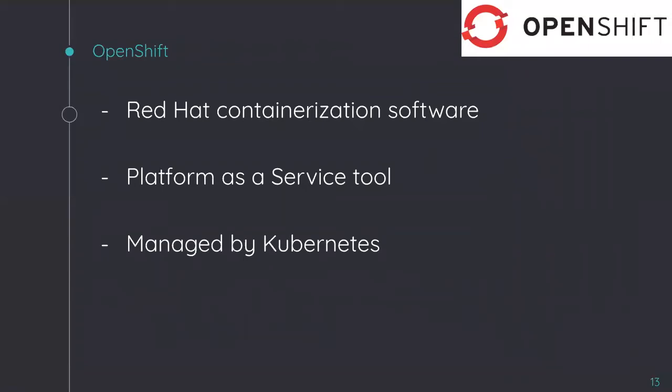Next, we're using OpenShift in our project. OpenShift is containerization software developed by Red Hat. The OpenShift container platform is a platform as a service tool built around Docker containers, which allows us to build cloud-native applications. It is managed by Kubernetes. So we use this to deploy our front end on OpenStack.